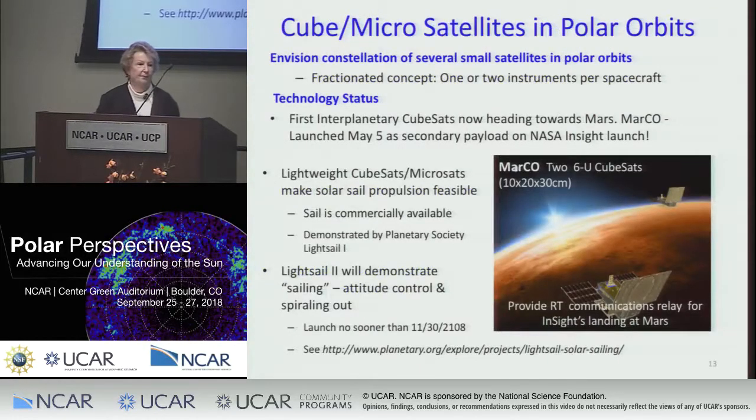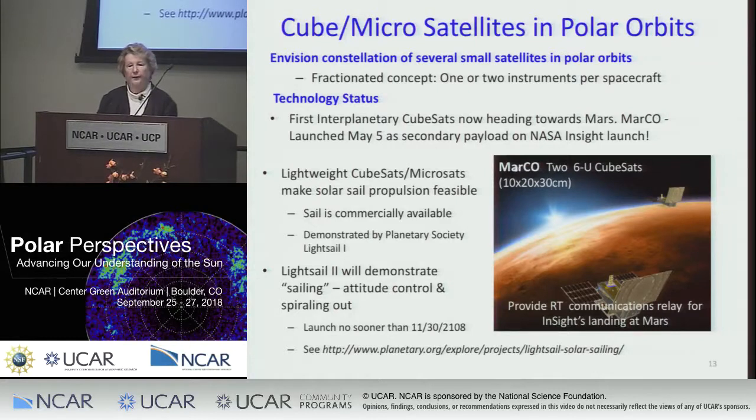Okay, getting back now to the approaches for a polar mission. More recently, we looked at the possibility of using a constellation of CubeSats or small satellites. This is the fractionated concept, where you put different instruments on different spacecraft. So what's the technology status now for this? Well, we've just launched the first interplanetary CubeSats. Two are now on their way to Mars. They were rideshare with InSight, launched in May.